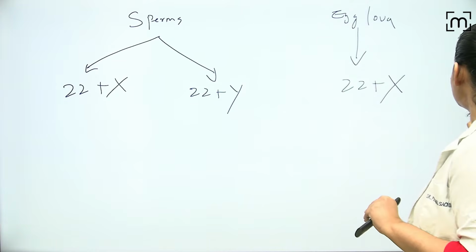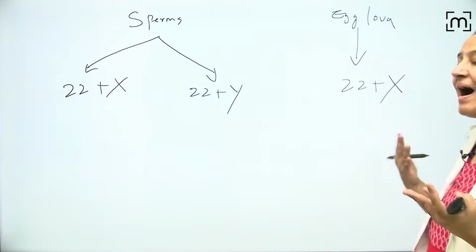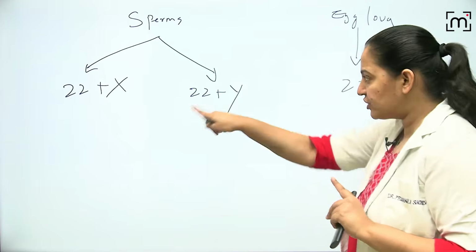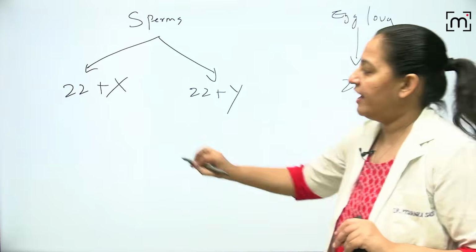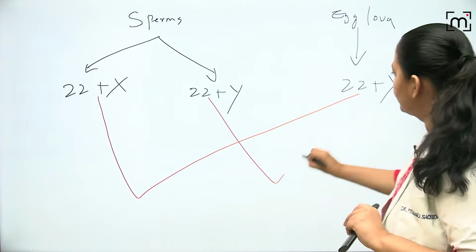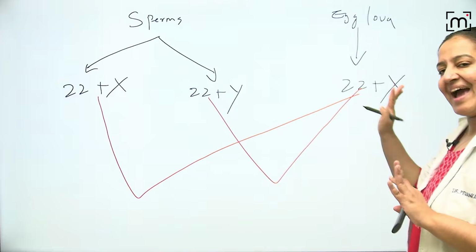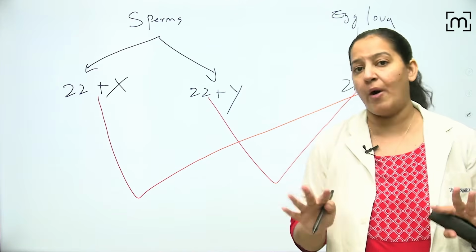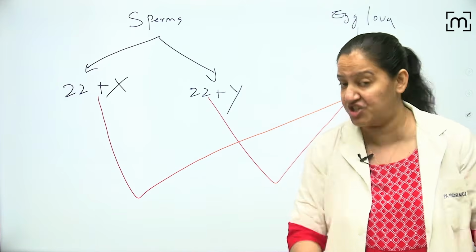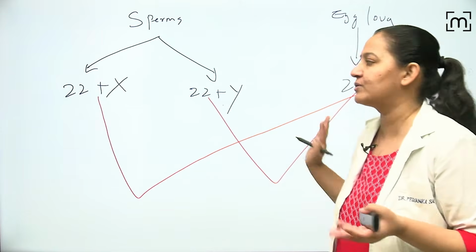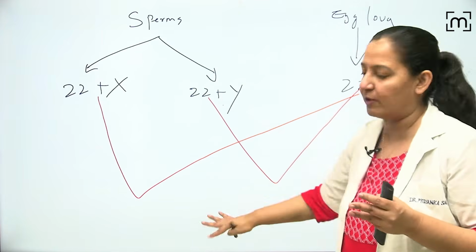Now it depends. It is a chance process. During fertilization, which of the sperms fuses with the ova? If this sperm fuses with the ova or this sperm fuses with the ova, the ova or egg is of one type only. So during sexual intercourse, during fertilization, it is by chance which of the sperms is fusing with the ova, and that determines the sex of the child.